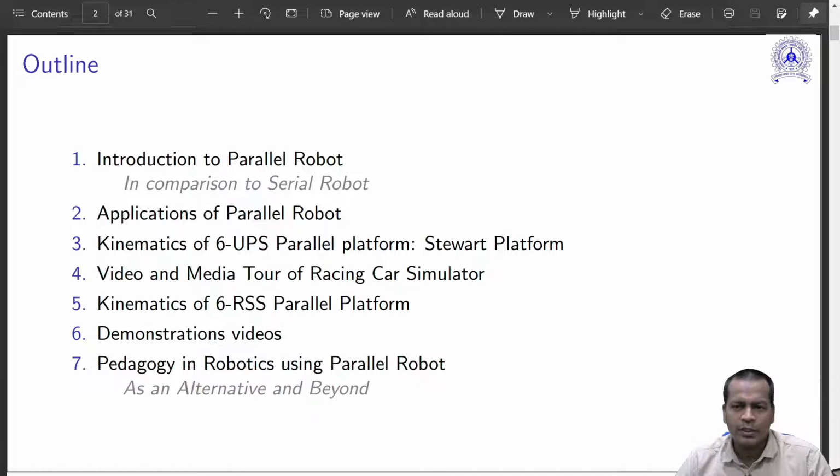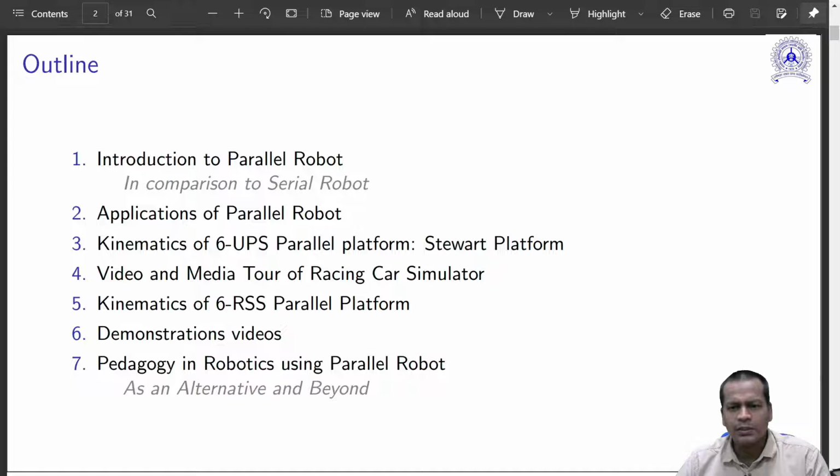Then a video and media tour of a typical racing car simulator that was developed in my lab, and I'll tell you the intricacies of what it takes to develop such a simulator. Once you see that, you will definitely find some interest in it. Then the kinematics of the 6 RSS parallel platform, which is a different variant, a little different, but yes, it is also a parallel robot that I have developed, and it has now seen the market also. I'll show some demonstration videos of some of the applications a parallel robot can do, and how you can use it as an alternative to serial robots while you teach robotics.